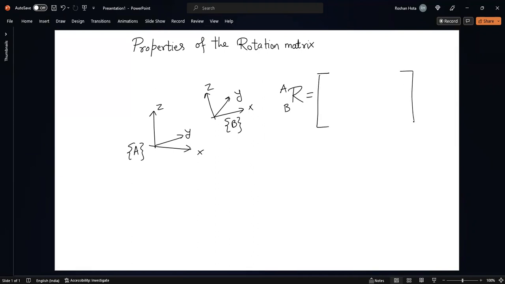then this rotation matrix will be a 3 cross 3 rotation matrix, and it will have 3 columns, and each column of this rotation matrix is basically, the first column is the x direction of frame B expressed in frame A. The second column is the y direction of frame B expressed in frame A. And the third column is the z direction of frame B expressed in frame A.